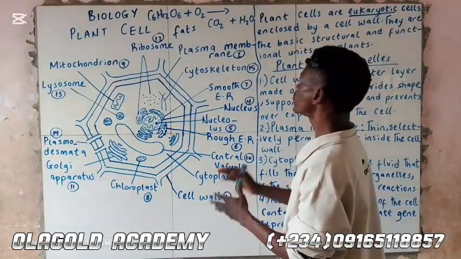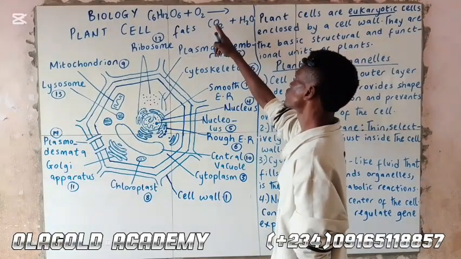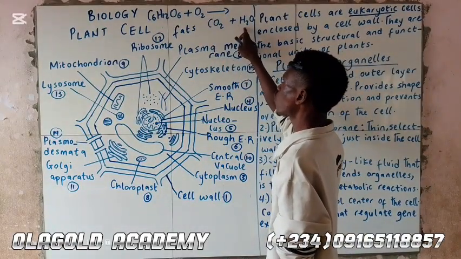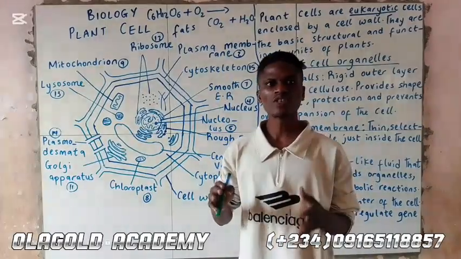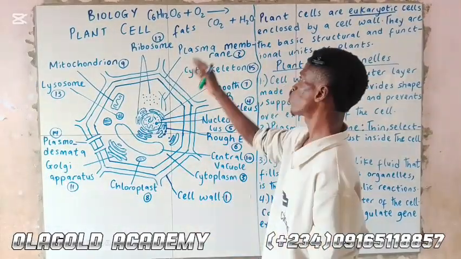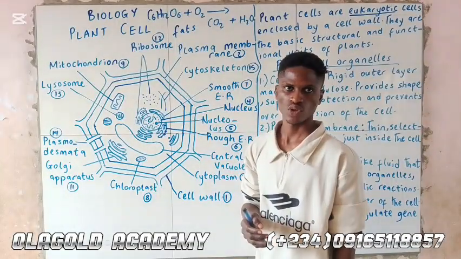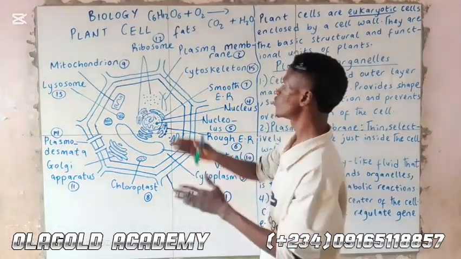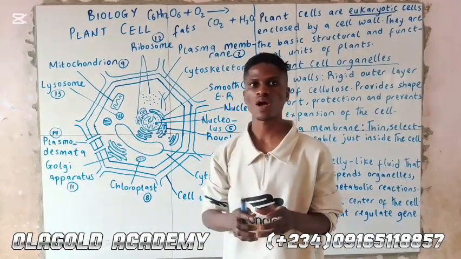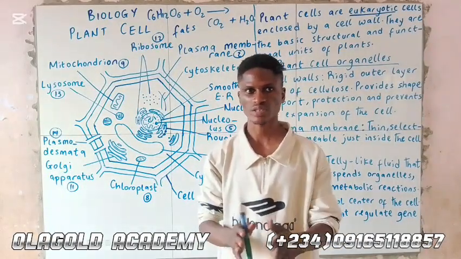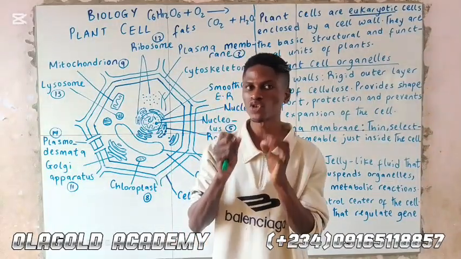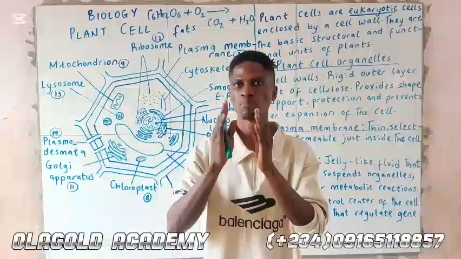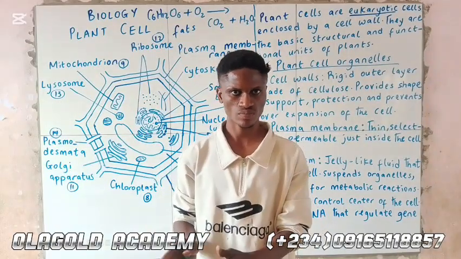Now, the combination of carbon dioxide and water to form glucose is what we refer to as photosynthesis. When we have amino acids combining to form protein, we refer to it as protein synthesis.